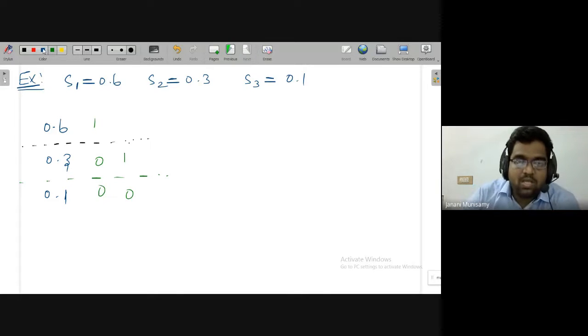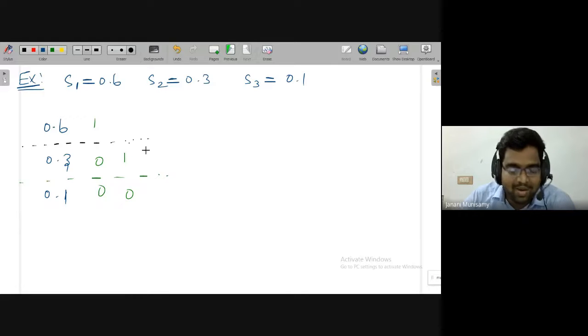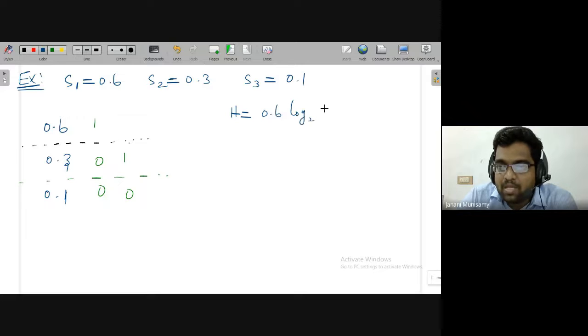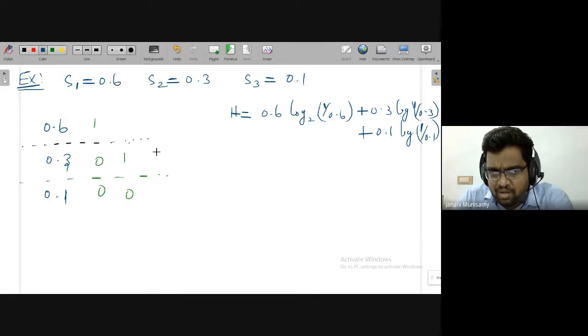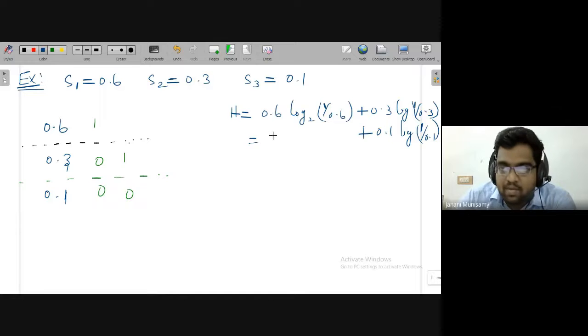Now what is the entropy for this one? What is the average code word length? First we will find out entropy H. Entropy H means 0.6 log base 2 of 1 by 0.6, plus 0.3 log of 1 by 0.3, plus 0.1 log of 1 by 0.1. Entropy calculation is independent of method. I don't need to refer anything here. Directly with the formula I can write. So the final value is 1.4 bit per symbol.